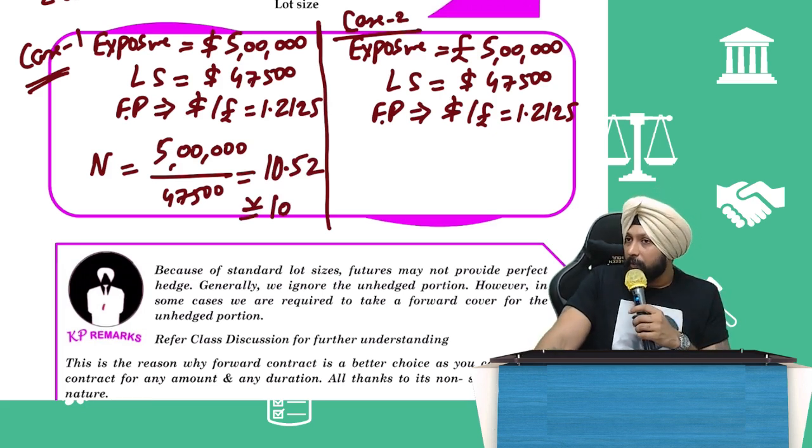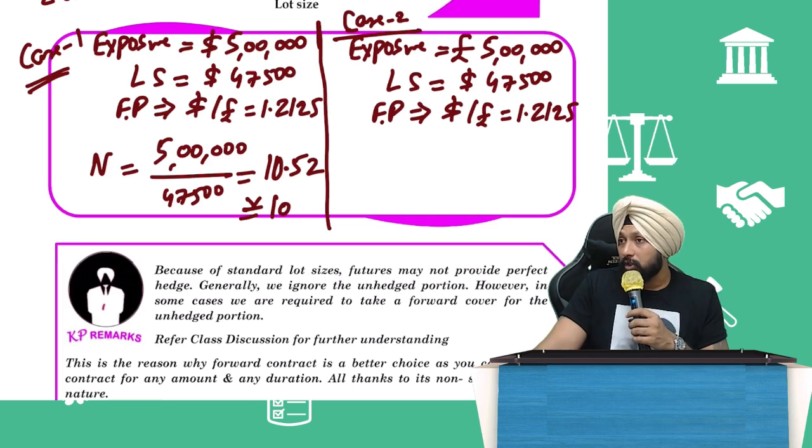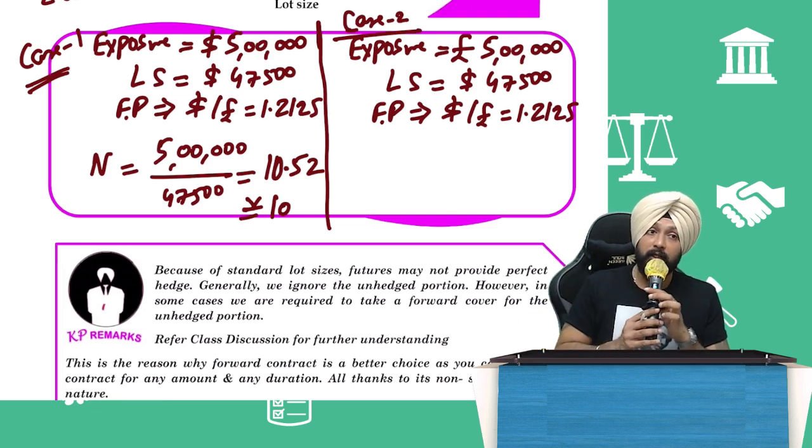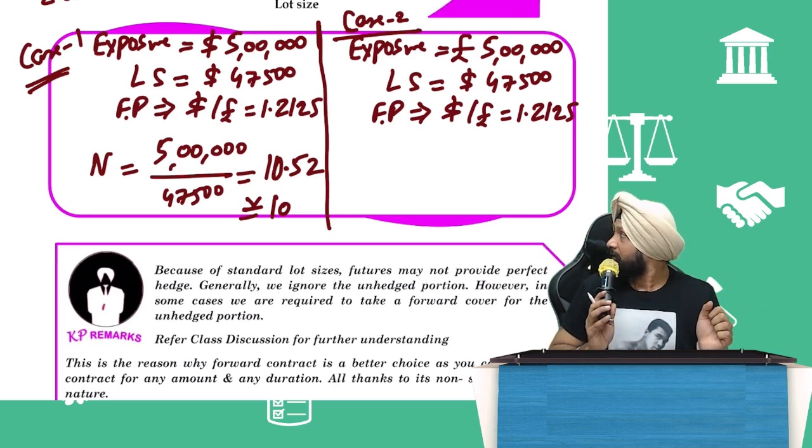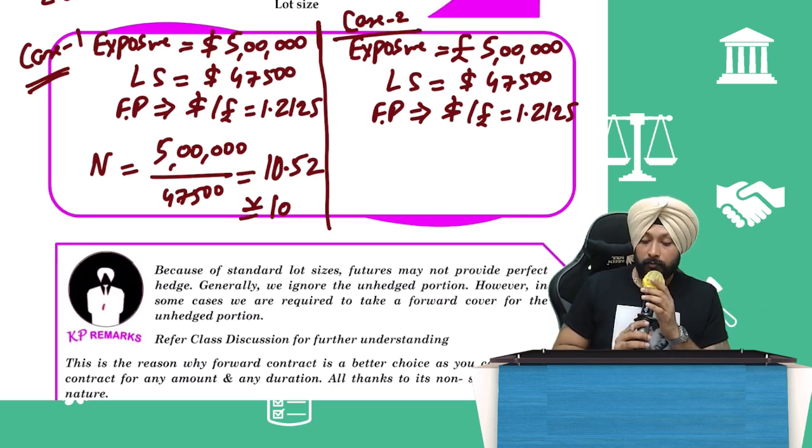Under hedging, I personally recommend, because every time you take a future, there is money involved in it. So there is an extra cost for you. So I personally suggest go for under hedging. Even if you do over hedging, there is nothing wrong about it. So approximately we will take 10 lots.